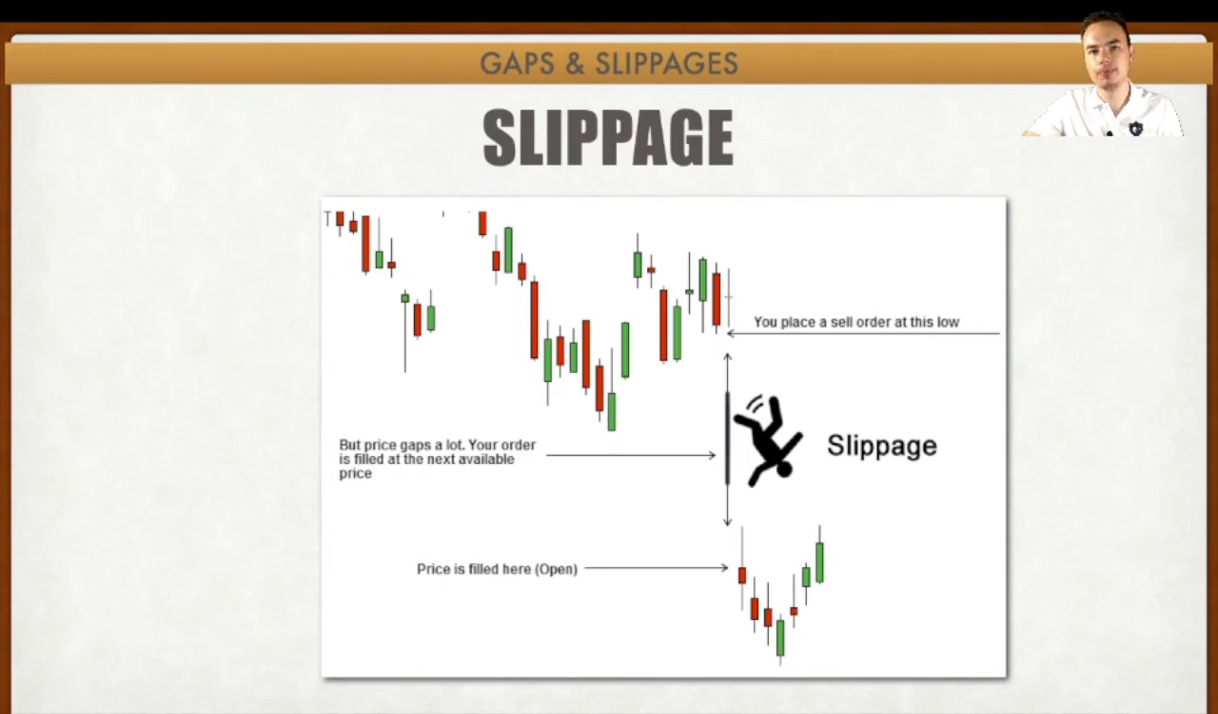Next one is slippages. Now slippage, as you can see, you place a sell order at that low of that candlestick, okay, and then your price is filled there all the way at the bottom. So when you place the sell, let's say at 1.32222, okay, but when you enter the trade, it entered at 1.3, I don't know, 1050, for example. That's because your order would be filled at the next available price.